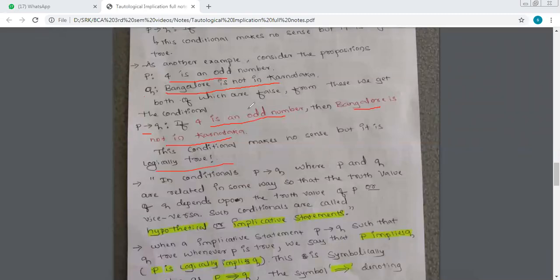And if some relationship between both sentences is there, we do not go into what type of relationship it is or how they are related. They are connected in some way, and that is how it works in logic.